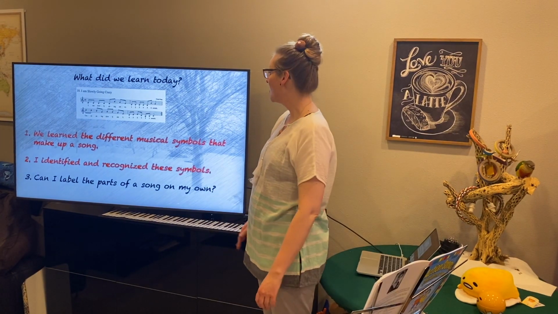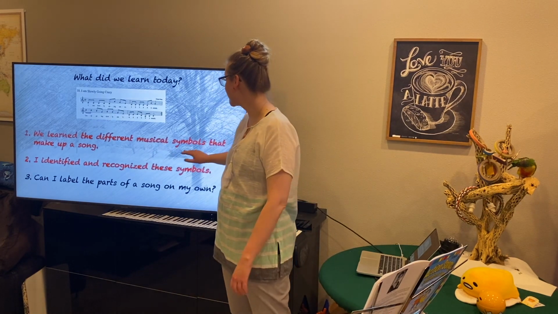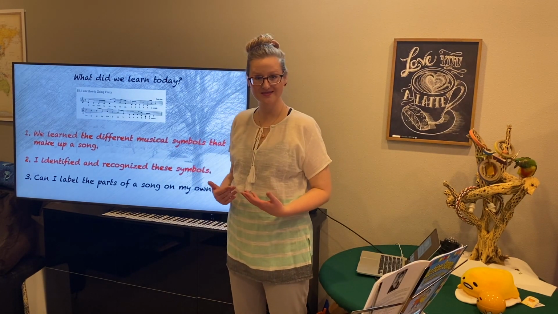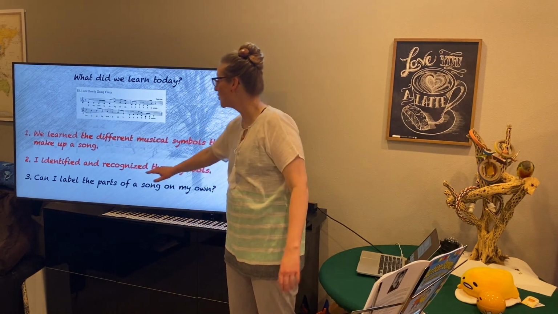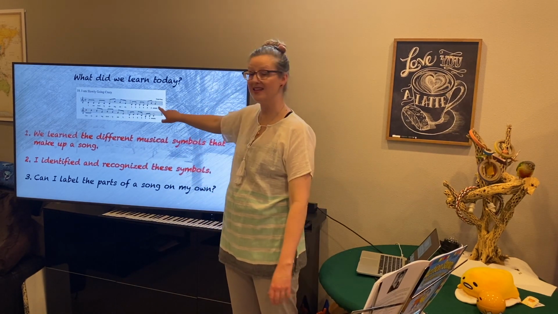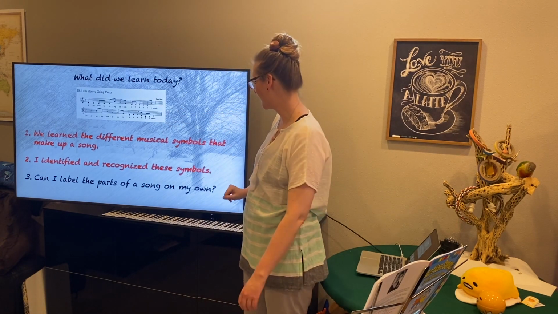So, let's sum up what we learned today. We learned the different musical symbols that make up a song, and then you identified and recognized these symbols in the song that we sang, but we're slowly going crazy.